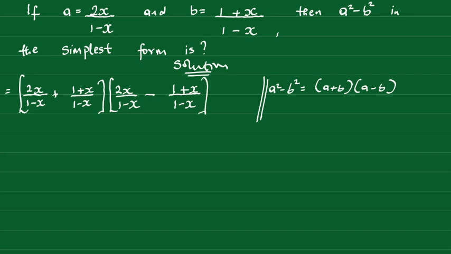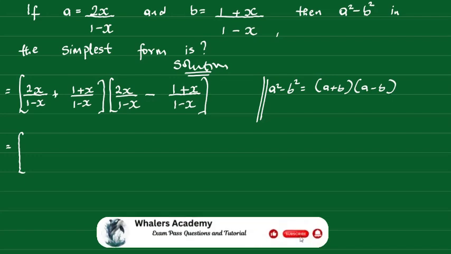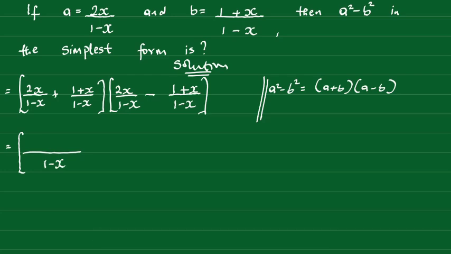Now we proceed to simplify the terms in each bracket by making 1 minus x our LCM in each bracket. So in our first bracket, we make 1 minus x our LCM. 1 minus x divided by 1 minus x gives us 1, 1 times 2x we have 2x, plus 1 minus x divided by 1 minus x gives us 1. Now 1 times 1 plus x gives us 1 plus x. So (1 plus x). This is for our first bracket.